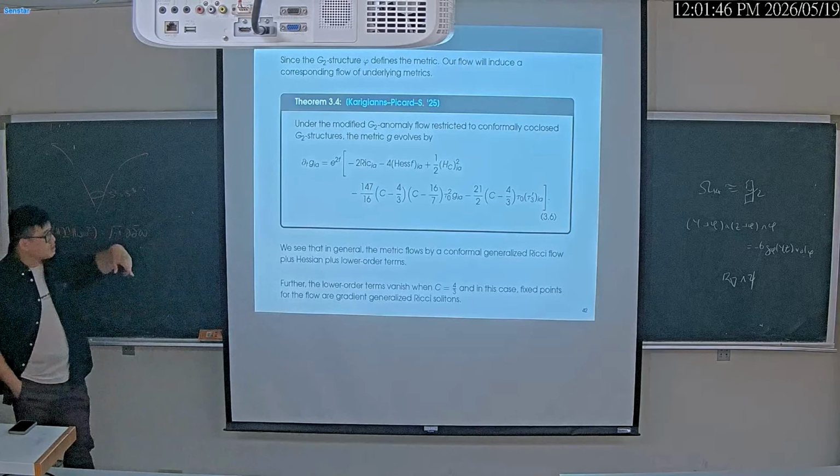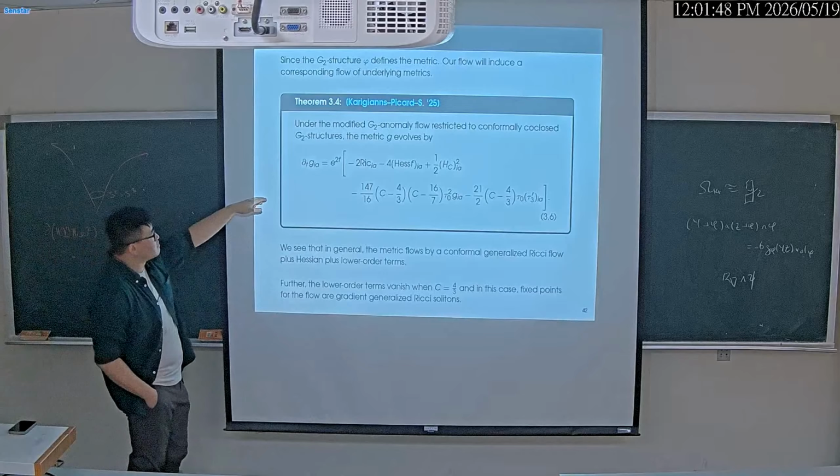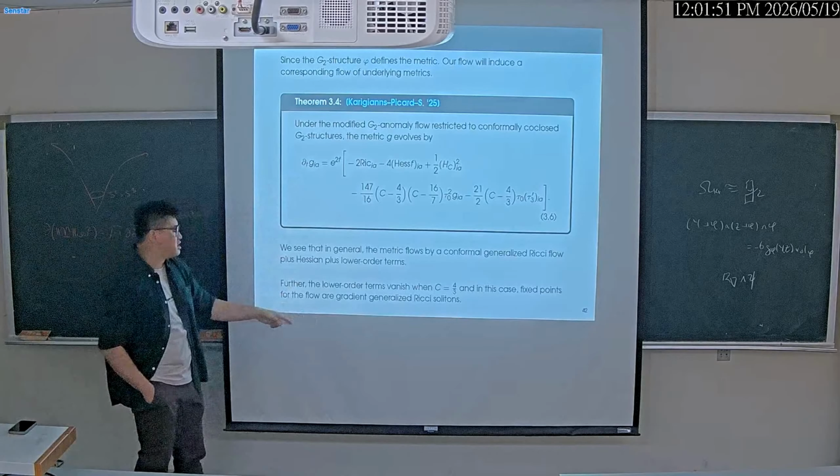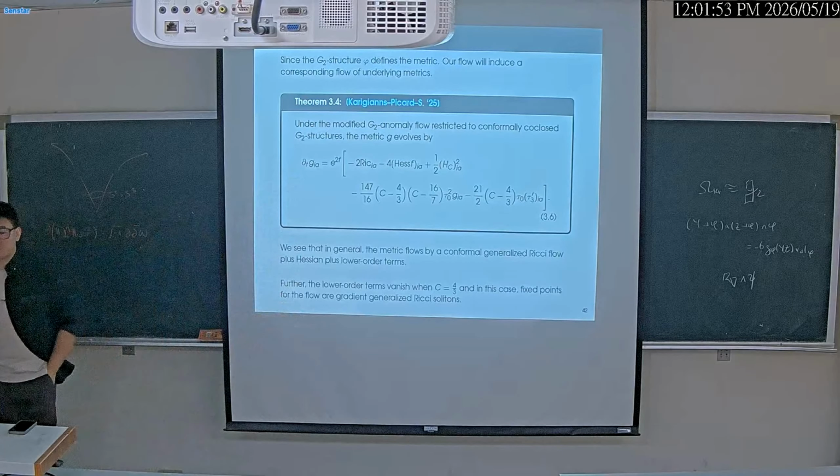So the c equals 4/3 case, fixed points of this are actually gradient generalized Ricci solitons. You can construct that as this.